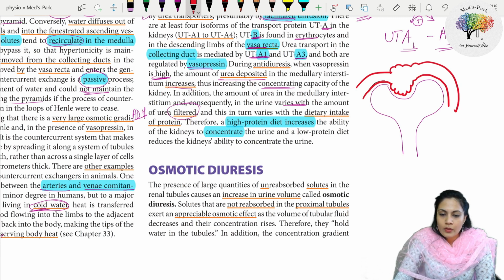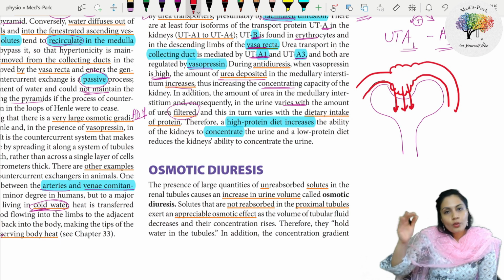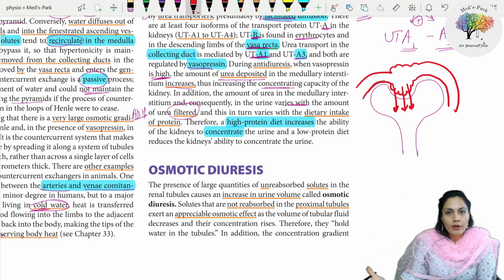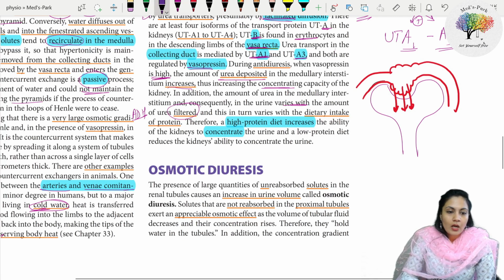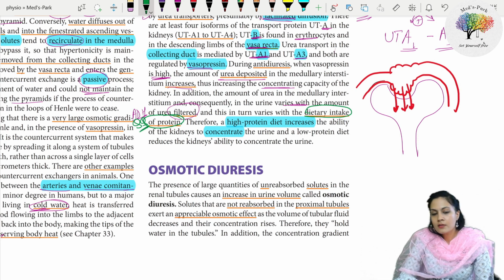So let's say more urea is going to get filtered, then definitely more urea will come towards the CD. If less urea got filtered, less urea will come towards the CD, right? That's what it is telling us over here. Let's move on to the next thing, that is, this varies with the dietary intake of the protein. Many a times this question has also been asked.